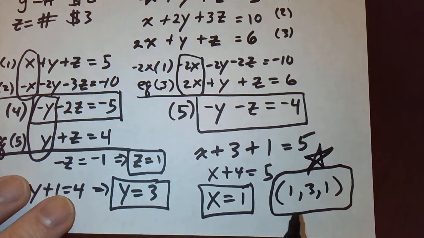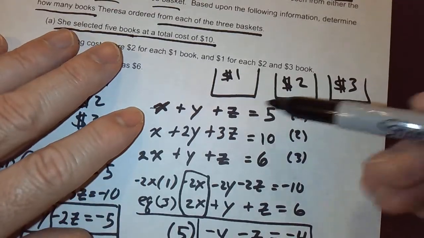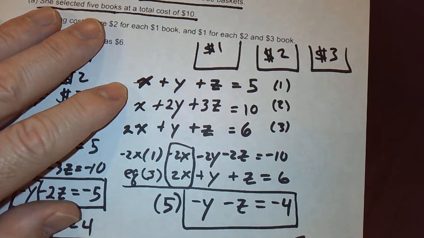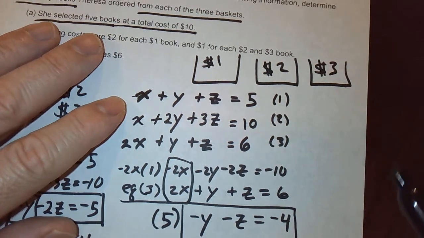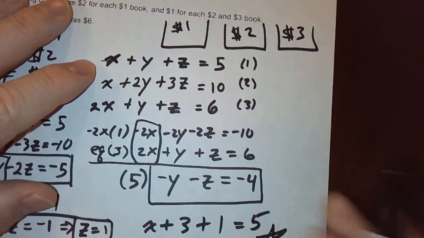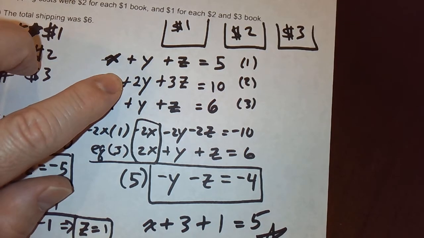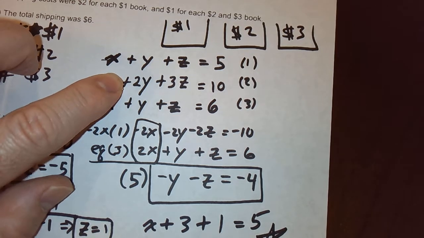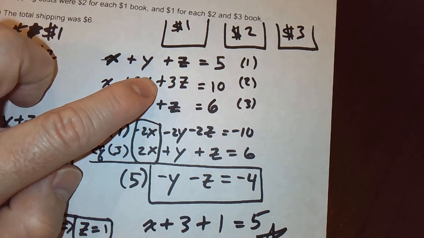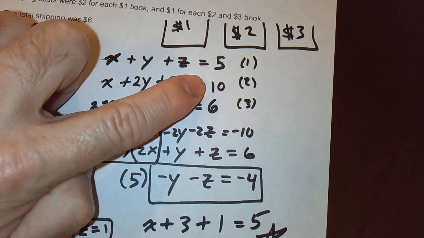And notice that the number of $1 books, number of $2 books, and number of $3 books adds up to 5. So that was equation number 1. 1 plus 3 plus 1 is 5. And let's see, the 5 books cost a total of $10. So $1. These ones are $2 each, so 3 times 2 would be 6. 1 plus 6, and then one $3 book. 1 plus 6 plus 3 adds up to $10.